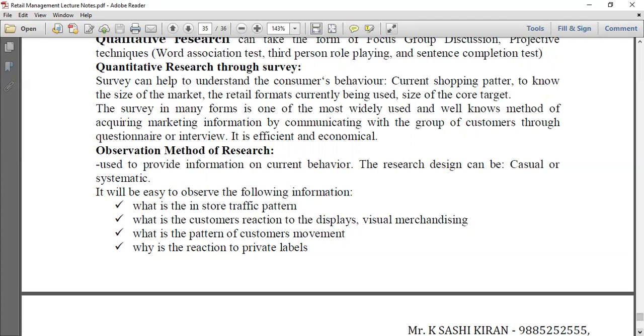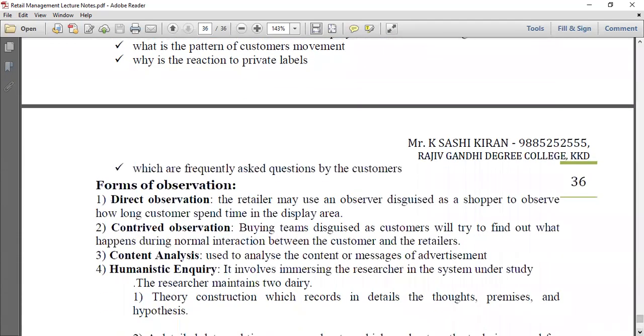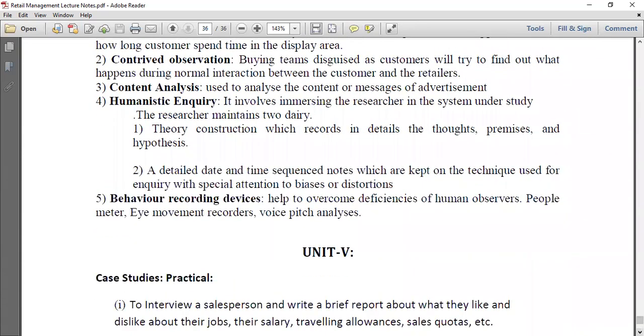Now, what is the in-store traffic pattern? What is the customer reaction to the display? Customer reaction to visual merchandising? What is the pattern of customer movement? What is the reaction to private labels in these particular areas? And similarly, what are the frequently asked questions? So on these particular areas, we can know.